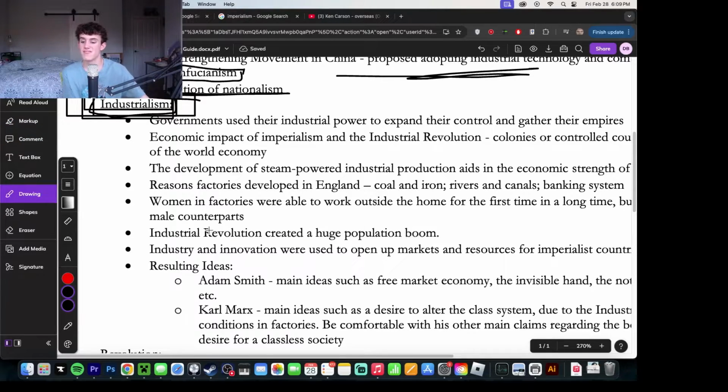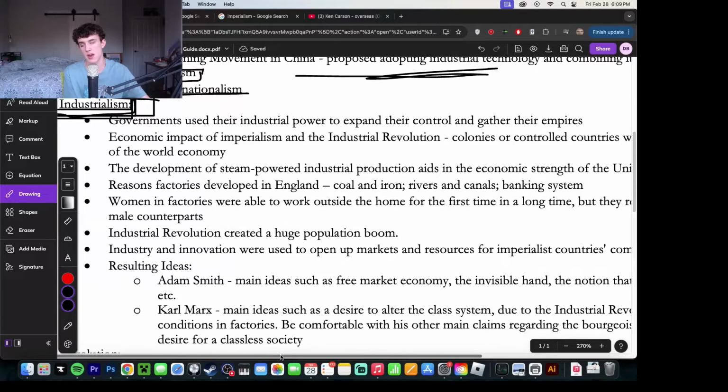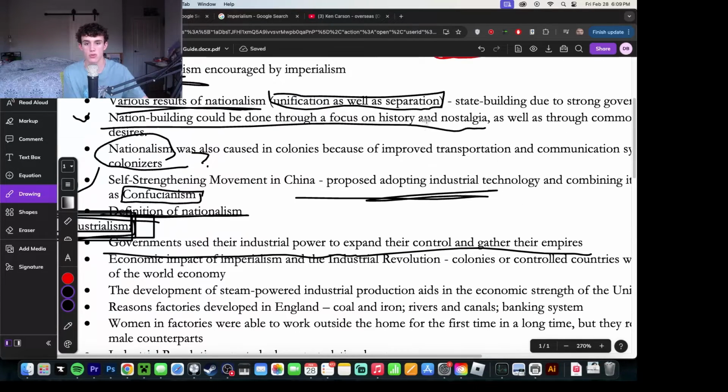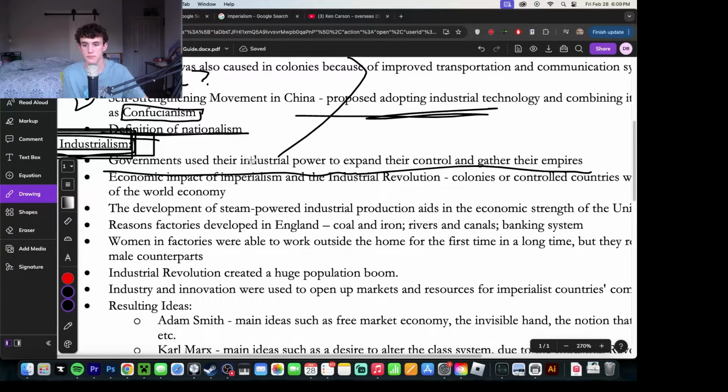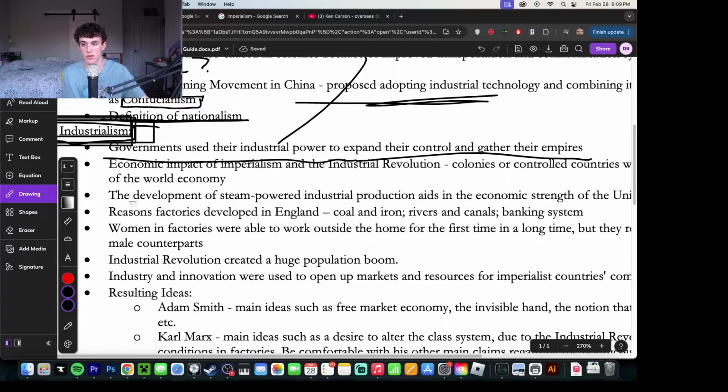So there are downsides, though. There are always going to be downsides to everything that happens. Governments using their industrial power to expand their control and gather their empires. That kind of goes back to imperialism, where they're expanding their control and gathering their empires because they have the industry and resources to do that now.